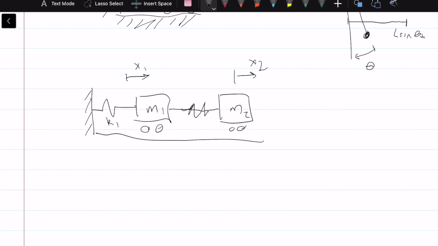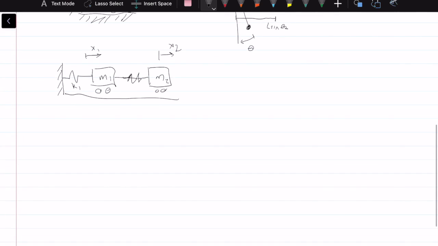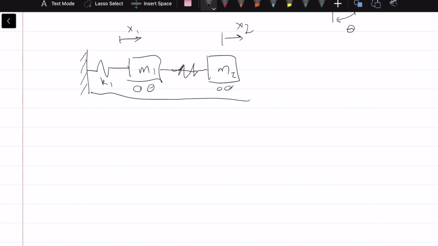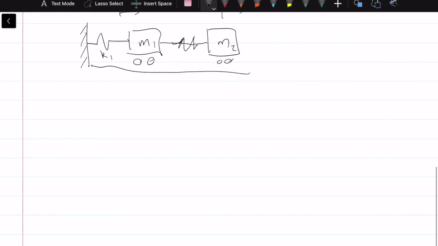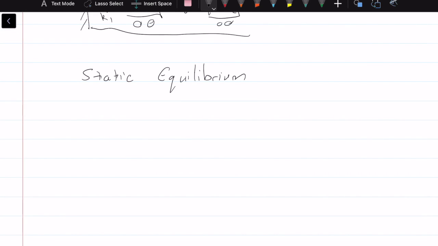So let's now think about some basic things that we need to understand. A concept that we need to understand is the concept of static equilibrium. Static equilibrium is essentially just when the mass is balanced by the springs, or the displacement of the springs is balancing the mass.